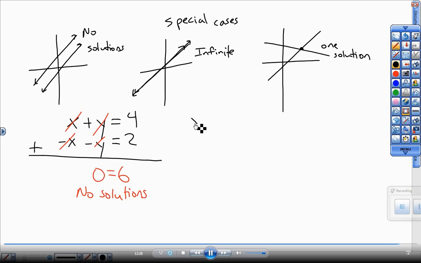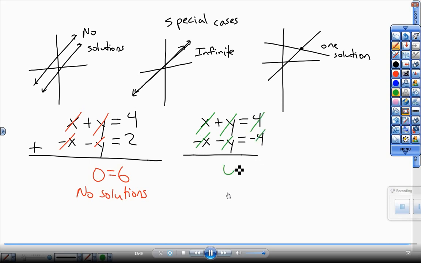If you do an elimination problem and everything cancels out, even the x's and the y's, even the plain old 4 cancels away, that is an infinite solution because everything cancels away and you're left with 0 equals 0, which is a true statement. That is infinite.